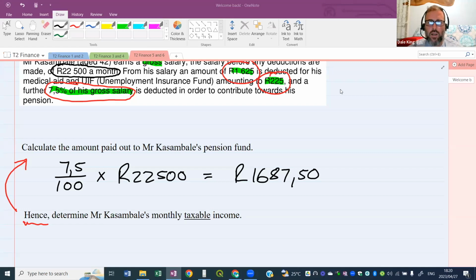Yeah, that looks a little bit high, because you got 1,625, 225, and then this value that we've just calculated here. Don't forget that, hey? There are three numbers that you must remove. You take the gross income, which is up there, 22,500, and remove the three things: pension, medical aid, UIF. Remove three numbers, deduct three numbers. That'll leave you with your taxable income.